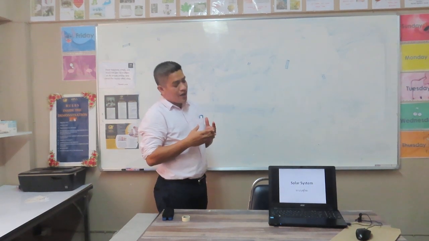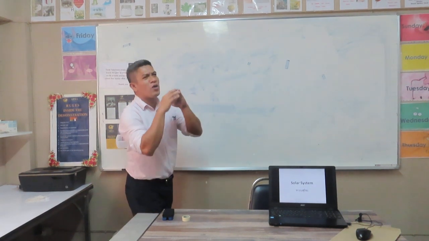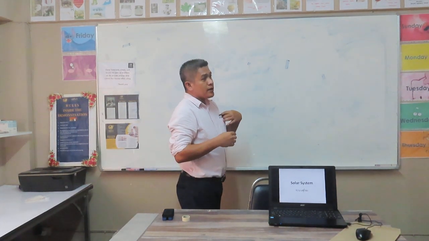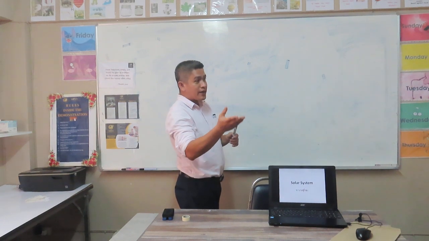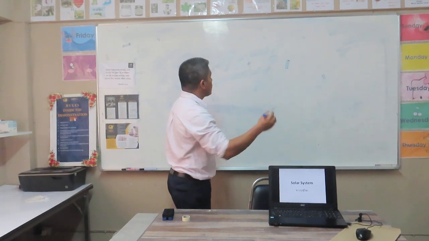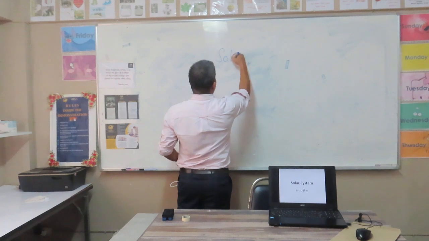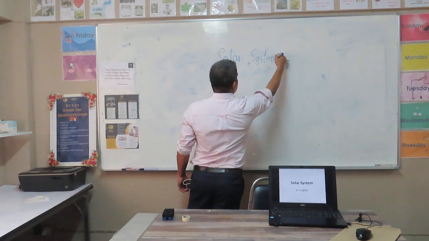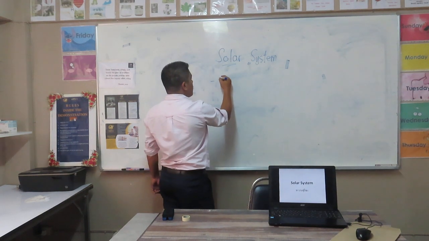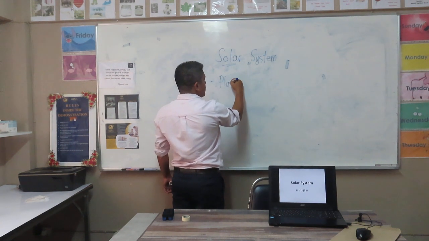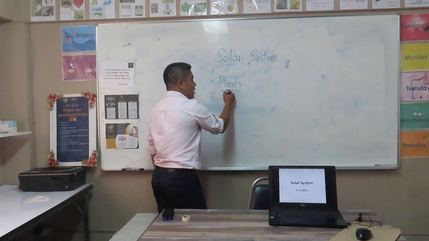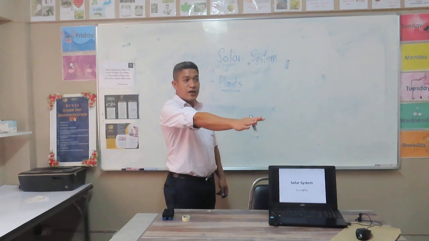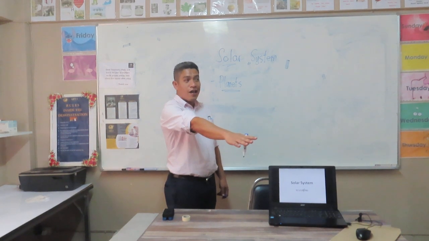So today, our topic is all about the solar system. The solar system is composed of planets, from the root word solar. Now, how many planets do we have? Eight planets. Eight or nine? Eight. Not nine, okay.